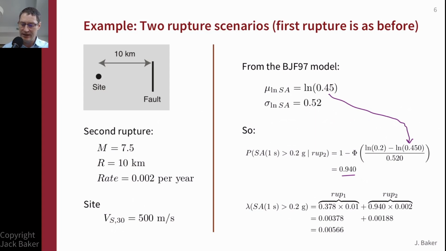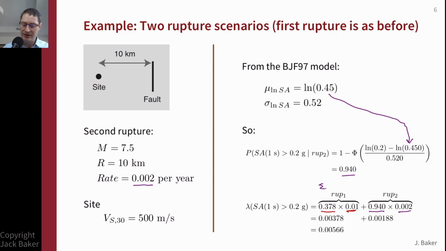Right, so for rupture 1, we had our previous numbers. We had the 0.01 rate per year of ruptures times a 0.378 probability of exceedance given that rupture. With this new additional rupture, we've got a rate of 0.002 per year. So we'll put that into our formula. And then our probability of exceedance of 0.94, we're going to multiply by that rate. Okay, so we've got a rate times a probability plus a rate times a probability.